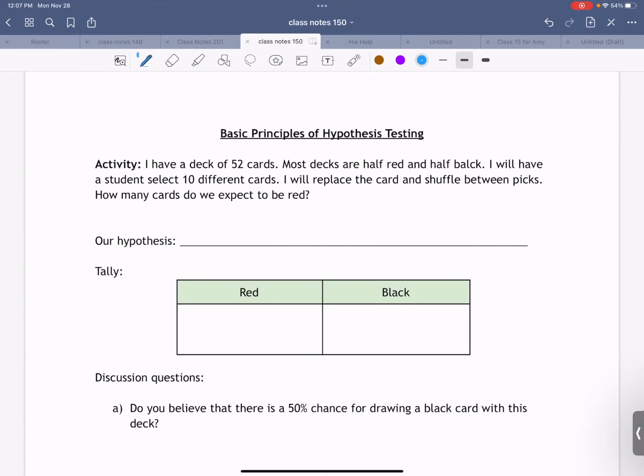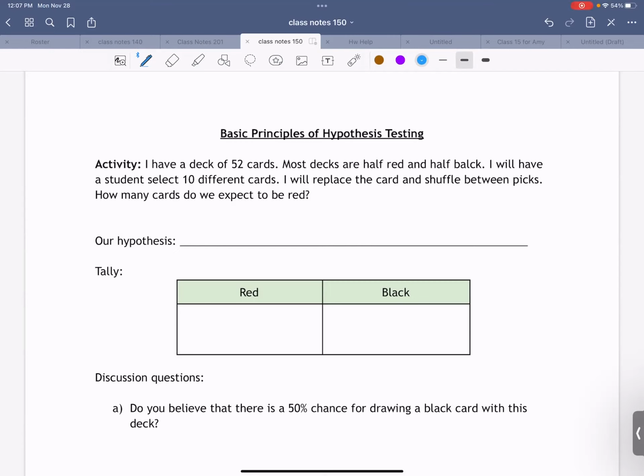Okay, so what we're going to do is I actually have a deck of 52 cards with me. It's a standard deck, and in standard decks, the deck is split: we usually have half red cards and half black cards. So there's 26 red cards and 26 black cards. And what we're going to do is select 10 different cards at random, and out of 10 cards, we're going to count how many red cards there are.